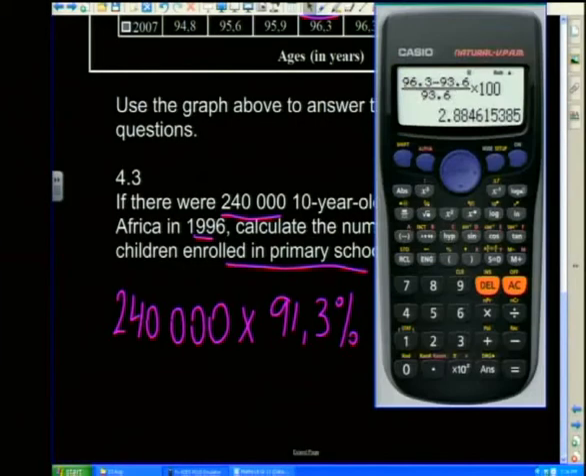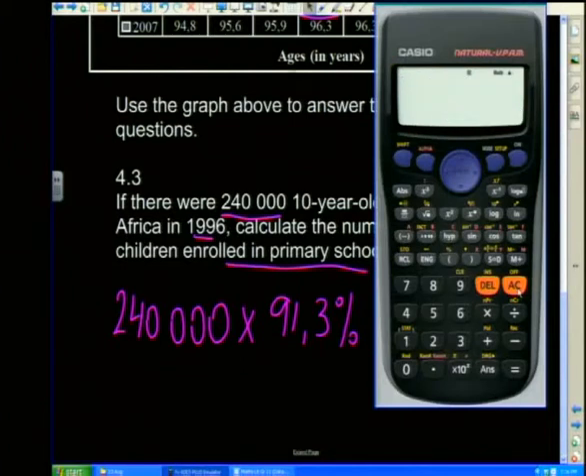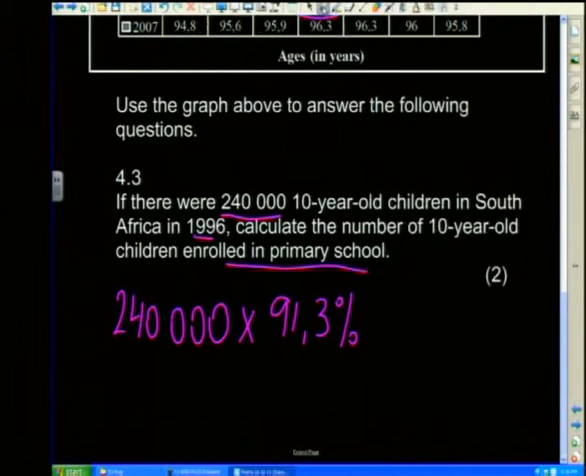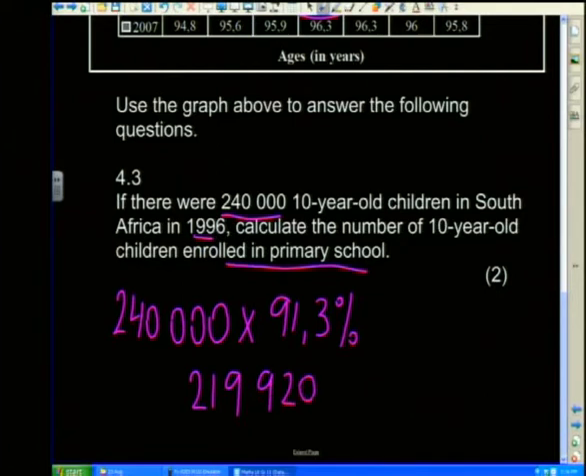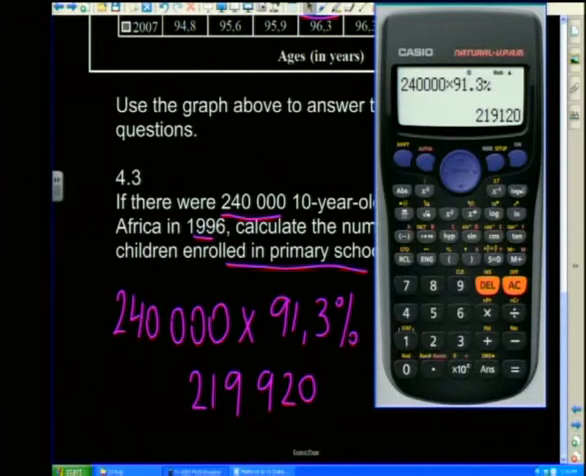Okay. Try that again. I've got 240,000 10-year-olds, I keep saying grade 10, times by 91.3%, and we get 219,120. Just want to double check that that is the right number. 219,120.